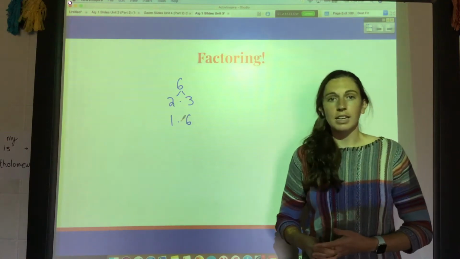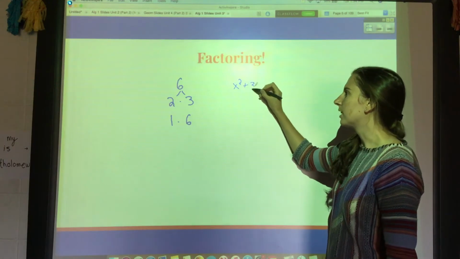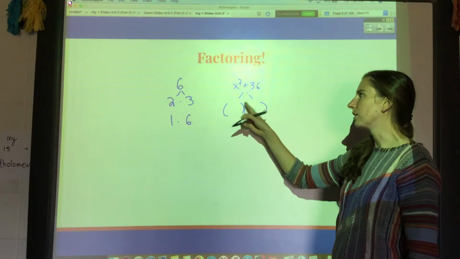What we're going to be doing is looking at expressions. So if you have something like x squared plus 36, how could I split it into 2 different things that multiply together to give me this?